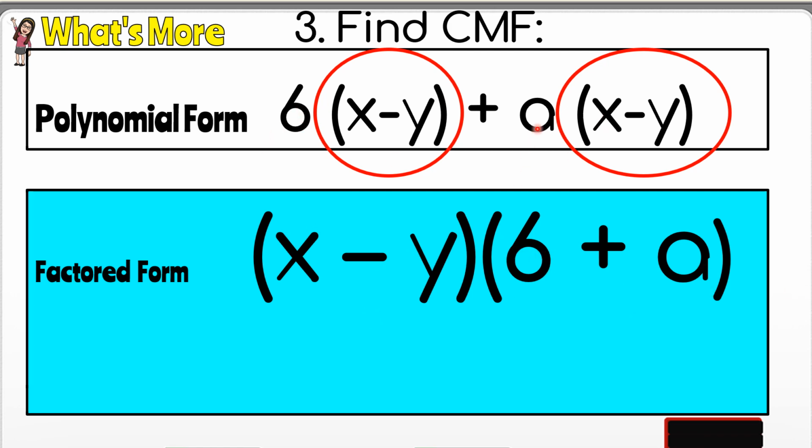Pinagsama ko yung 6 tsaka yung a. And then that is plus sign. Kasi yun, plus sign yun nasa pinagigitna ni 6 and a. Okay? Pag-iisahin nyo na lang si x minus y. Because this is the CMF of this given. Next.